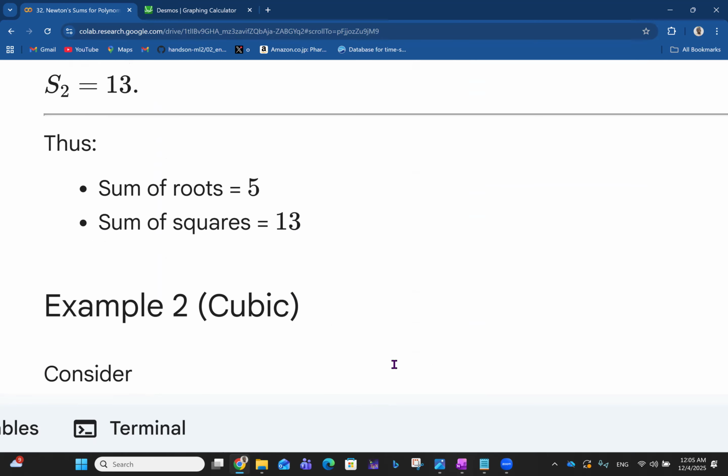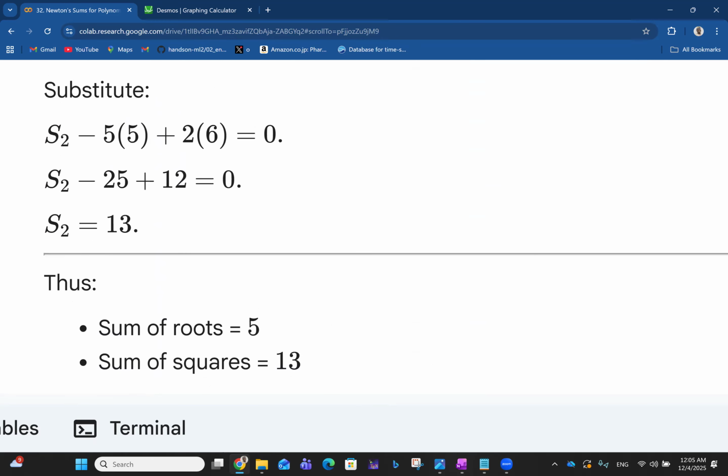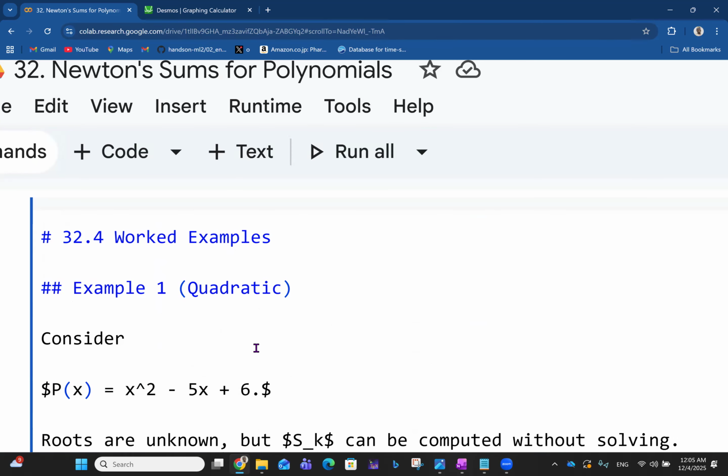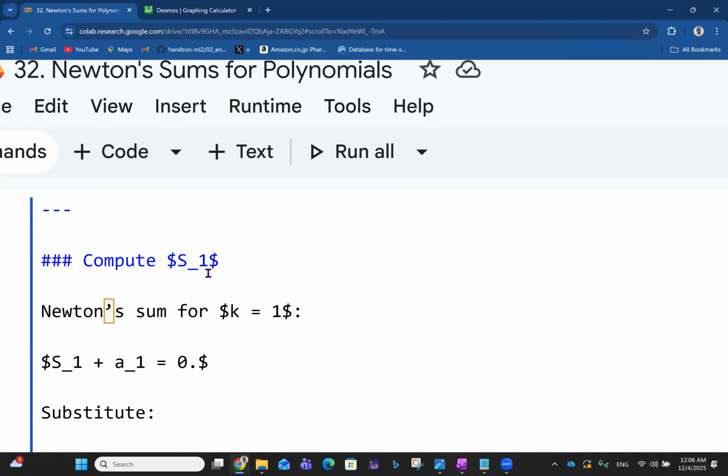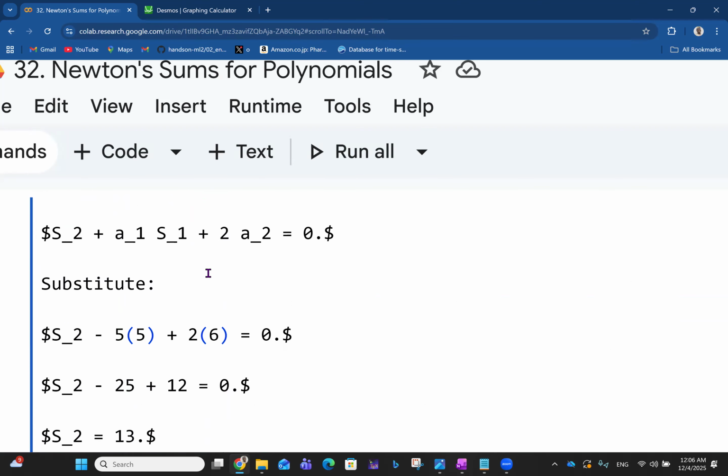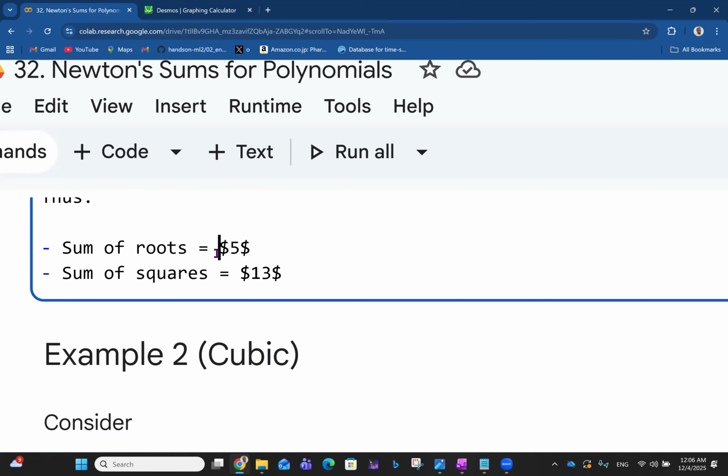In the case of the sum of roots, actually this is for the sum of roots. I want to make it as clear as possible. Okay, where is it now? So sum of roots, we are saying that R1 plus R2 is equal to, so I mean we have the dollar sign here, is equal to 5.